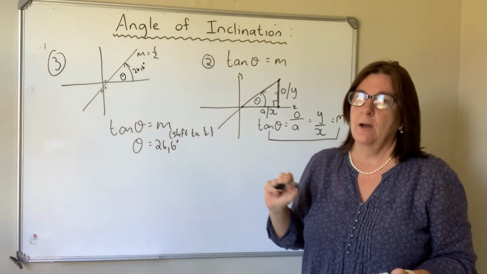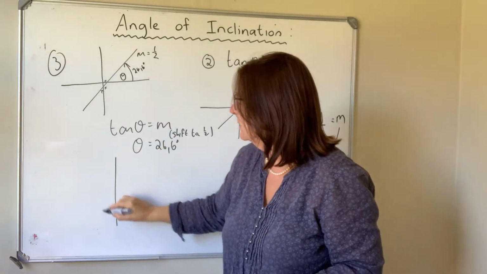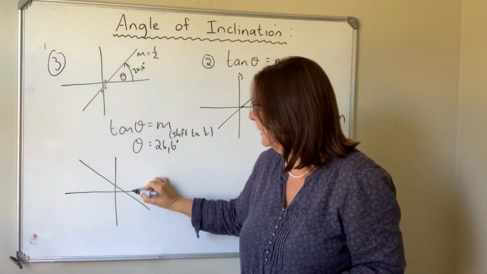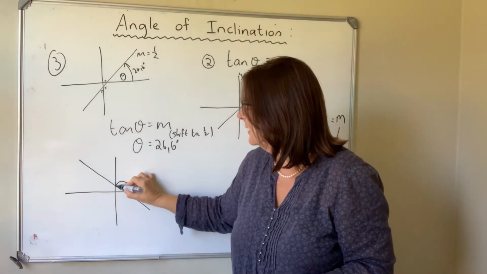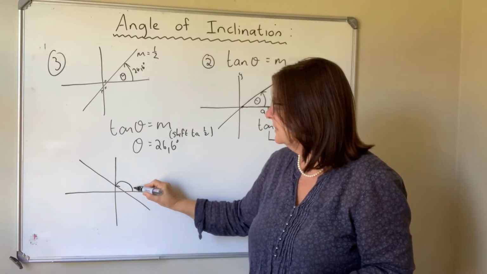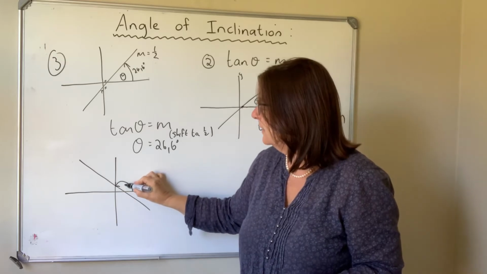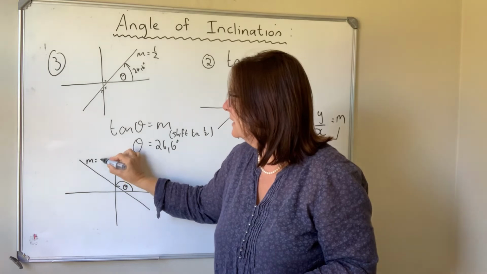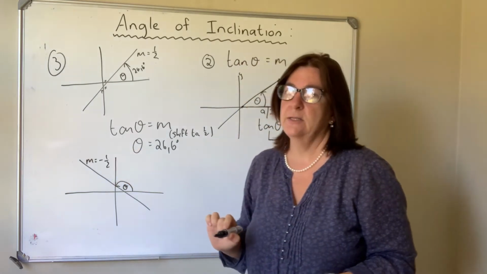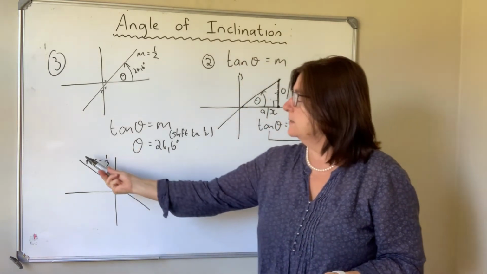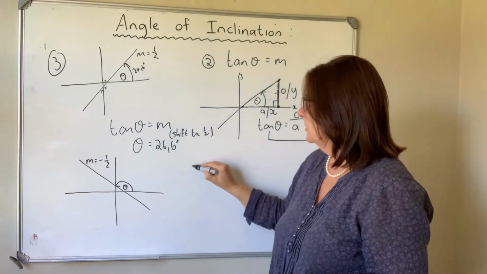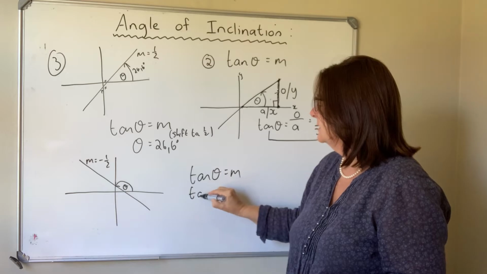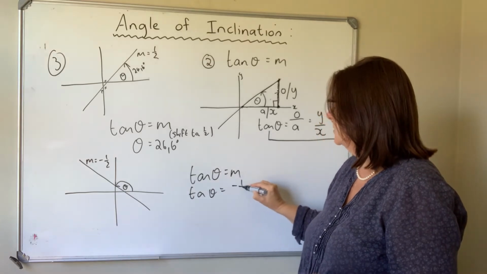Okay. But now what if my angle is going to be bigger than 90 degrees? My angle of inclination from the horizontal x-axis going around. So there is my angle of inclination theta. Let's say, for argument's sake, that this gradient here is going to be minus a half, because we know gradients that way is minus a half. So we stick with our formula, tan of theta equals m. In this case, tan of theta equals minus a half.